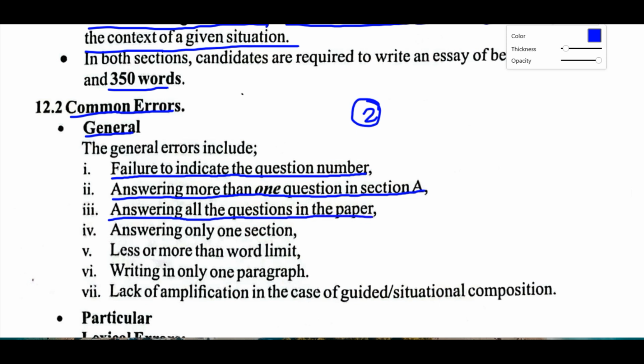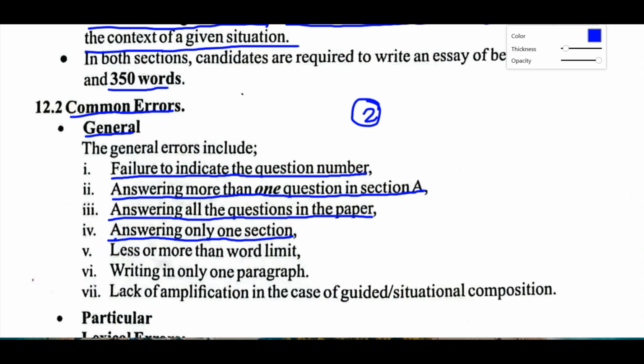Then, at times, answering all the questions in the paper. This simply means that, no matter how intelligent you may view yourself to be, never answer all the questions from section A. Then there is answering only one section, where you choose to answer, let's say, section A only, or maybe section B only, because that's where you feel the question is familiar to you.